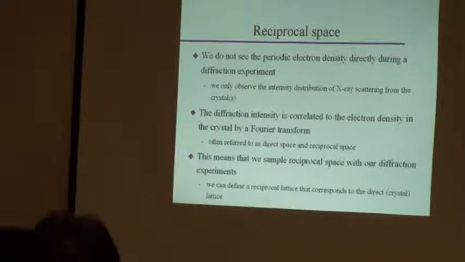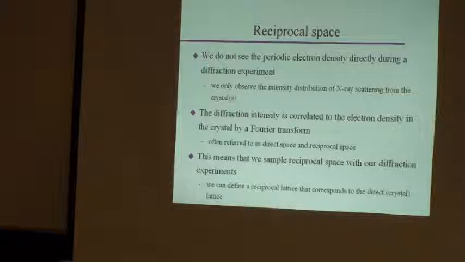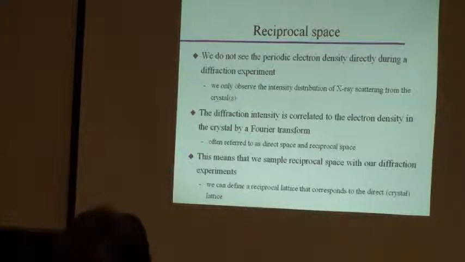So, we sample reciprocal space, and that also means that we usually don't directly observe what we have so nicely talked about so far, which would be the crystal lattice, right? The unit cell. Because the unit cell would directly be that electron density distribution.